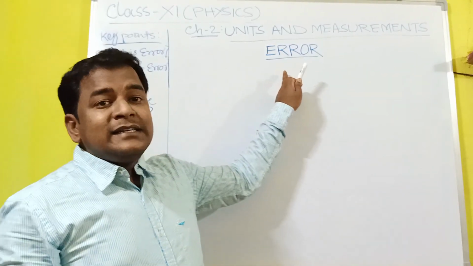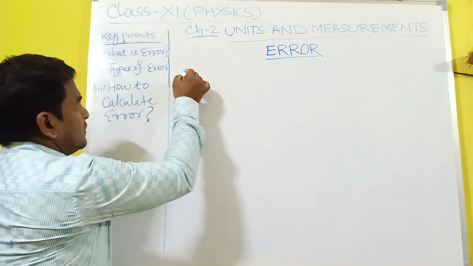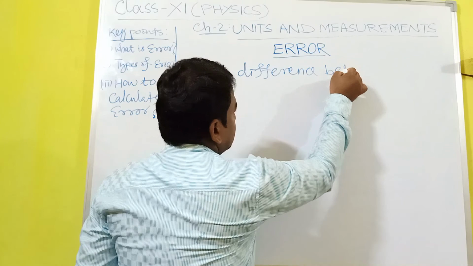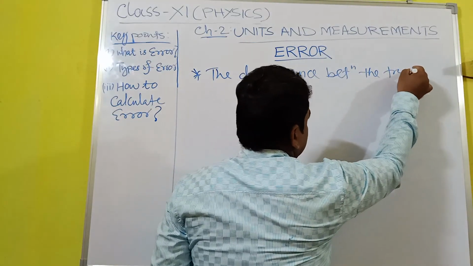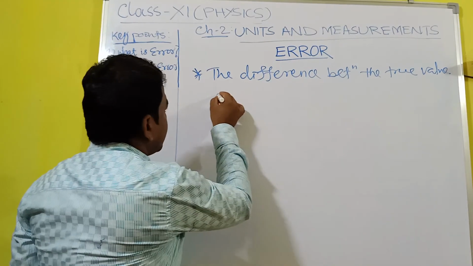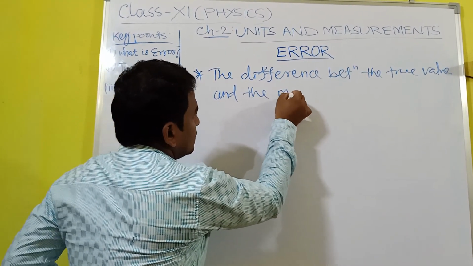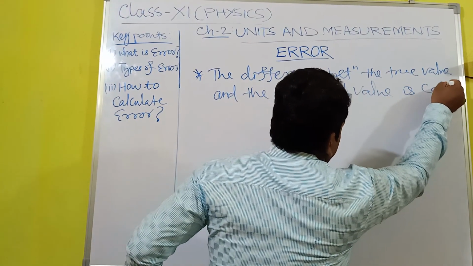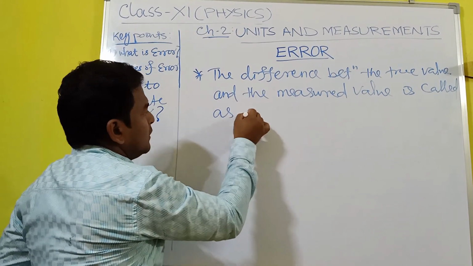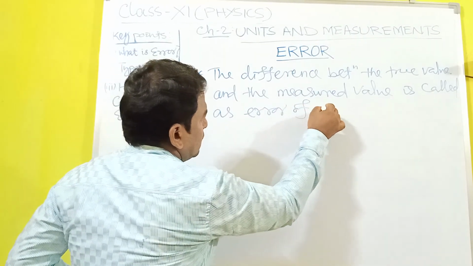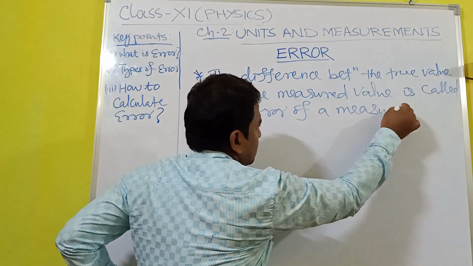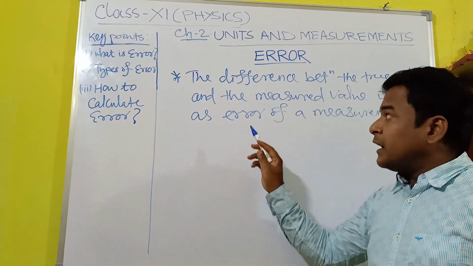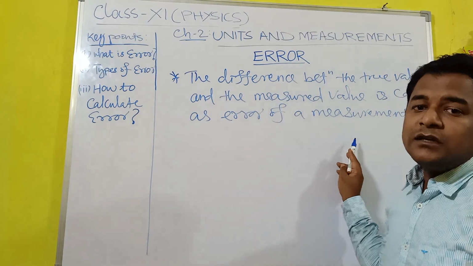Now what is error? The difference between the true value and the measured value is called the error of a measurement.